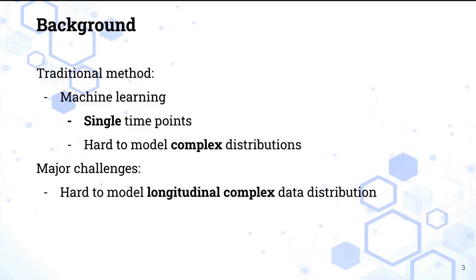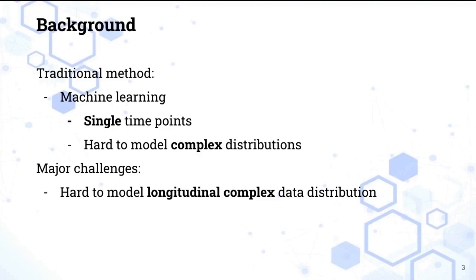So in previous, traditional methods, machine learning models were used to predict disease outcome from looking at gut microbiome data. So they are single time point. They only look at one single time point. And it's usually very hard to model complex distribution with machine learning. Because of that, it's also easy to get a higher performance with a limited amount of data, with little data sets. But gut microbiome data are dynamic in nature, and it has a lot of temporal information.